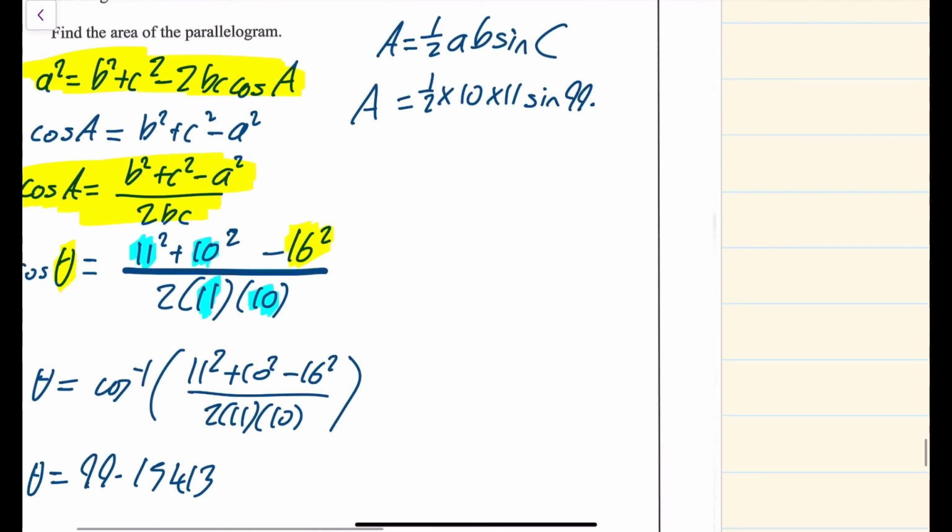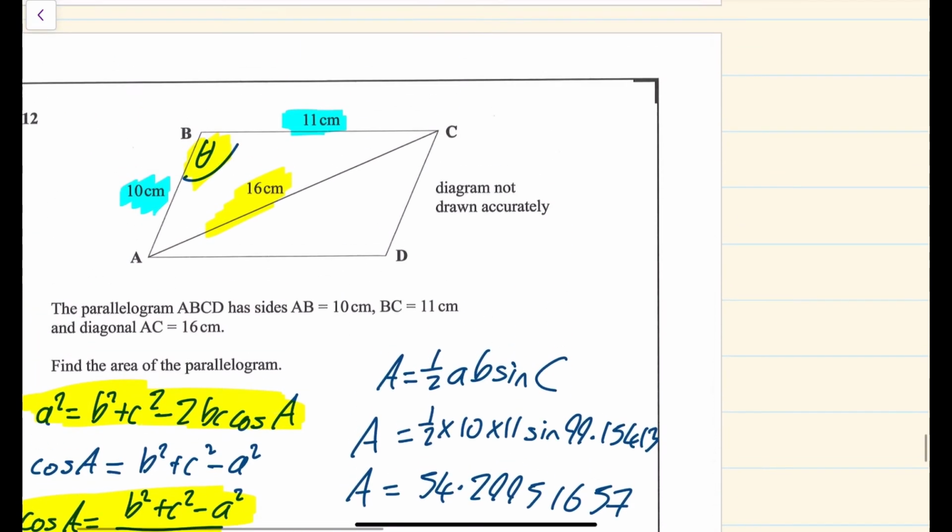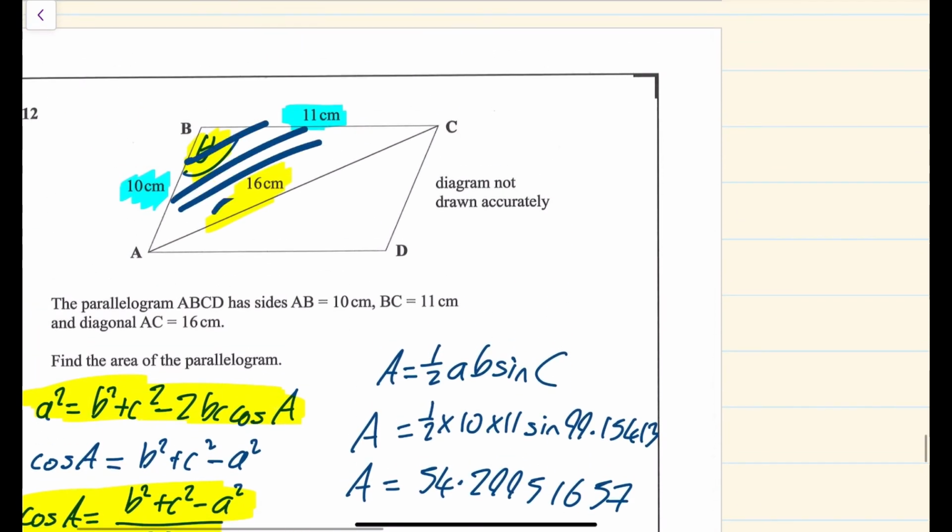It was 99.15413. I've used those decimal places to get accuracy. My area worked out to be 54.29951657. Remember what we found? We found the area of this triangle. We want to find the area of the whole parallelogram, so we need to multiply it all by 2.